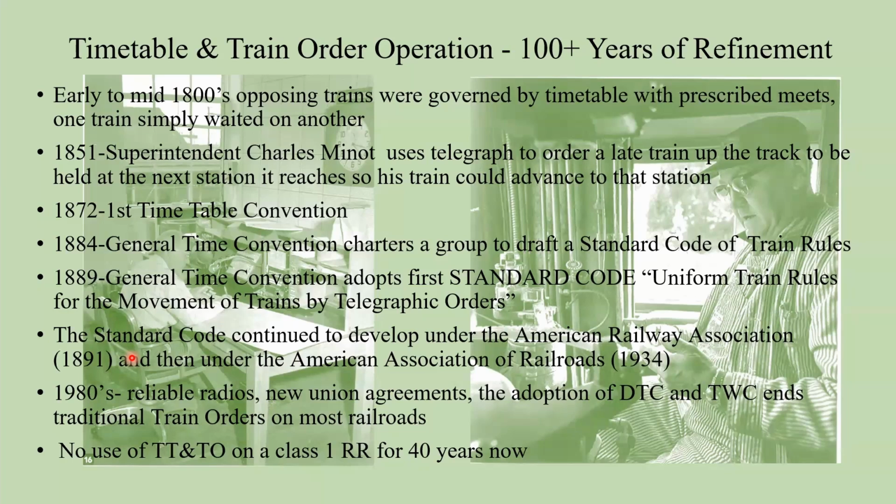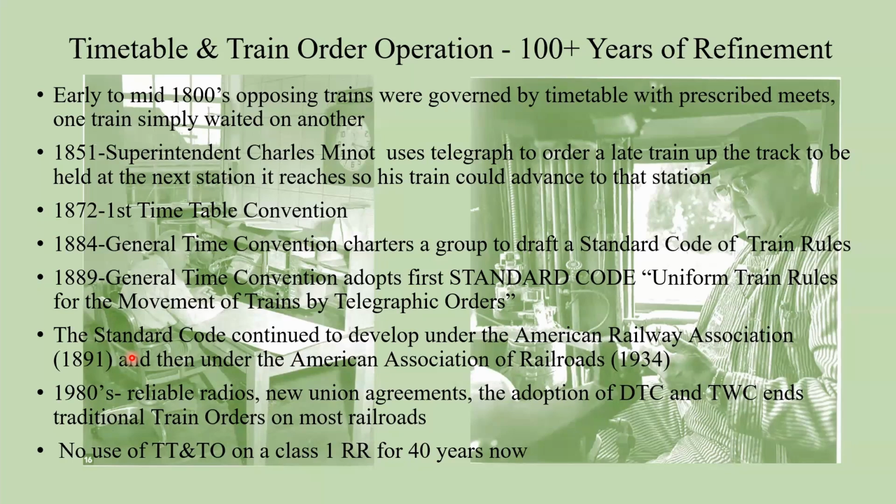In 1851, a superintendent on a railroad basically used the telegraph. The railroad had installed telegraph in order to communicate information about customers and shippers and carloads. He decided he was going to telegraph up the railroad to the next station and say, is this train there yet? And if not, hold it, because I'm going to advance to your station, even though we're supposed to meet here. So that occurred.